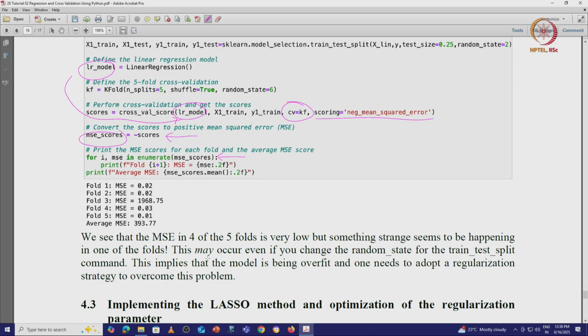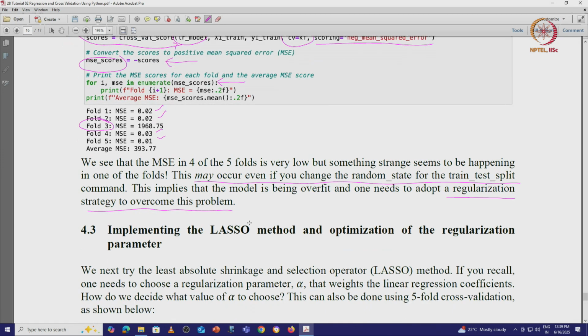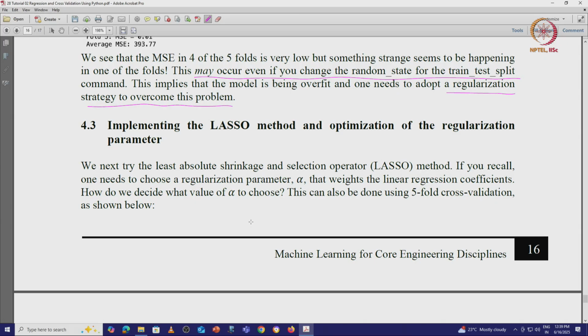So this is what it looks like: fold 1, fold 2, fold 4, fold 5, nothing out of the ordinary, but look at fold 3, the mean squared error is huge. So the mean squared error in 4 of the 5 folds is very low, but something strange is happening in one of the folds, and this may occur even if you change the random state. This implies that the model is being overfit and one needs to adopt a regularization strategy to overcome the problem. So that is where we come to implementing the LASSO method and to optimize the regularization parameter.